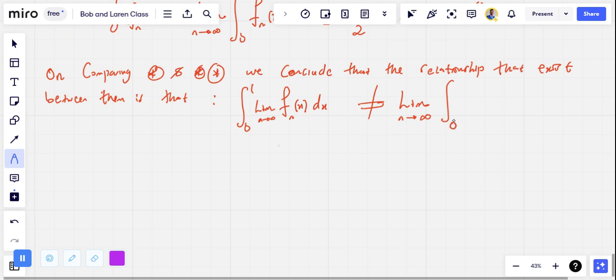Okay, now I'm having 0 to n in this case. I think that was what I had for that case. Then I have f of n x. Yes, the range for this one is 0 to n. But initially it was 0 to 1, let me use that, but initially it was in terms of x. So on comparing equation star and star star, we conclude that the relationship that exists between them is that the limit inside and outside the integral are not equal to each other.